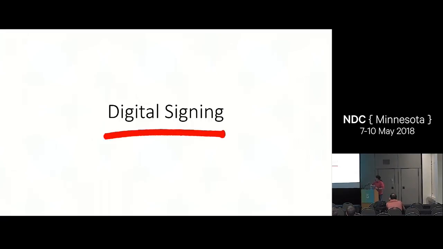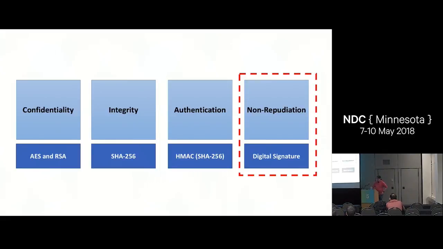Okay, so the last pattern to look at then is doing digital signatures and digital signing with the Key Vault. As we said before, we've got 4 pillars of cryptography: confidentiality, integrity, authentication, and non-repudiation. So we've kind of covered the first 3, and non-repudiation is about creating digital signatures.